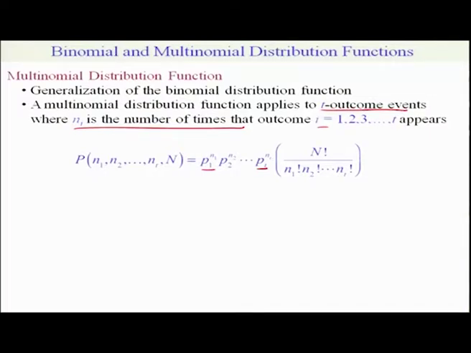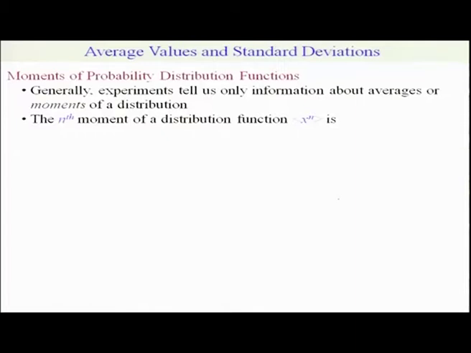which is going to be n factorial divided by n1 factorial, n2 factorial, up to nt factorial, the number of objects of t different types. So, n1, n2 and nt. So, this is a multinomial distribution function. Now, given a distribution function, we can obtain the average value and standard deviation, which is commonly done in statistical mechanics, and thus we must know how to calculate it.